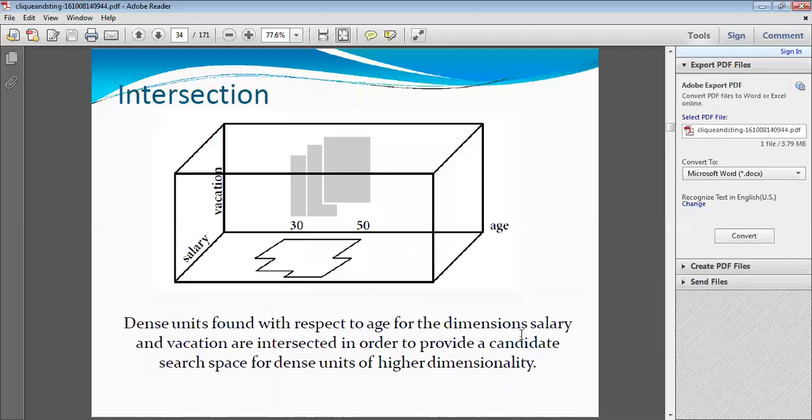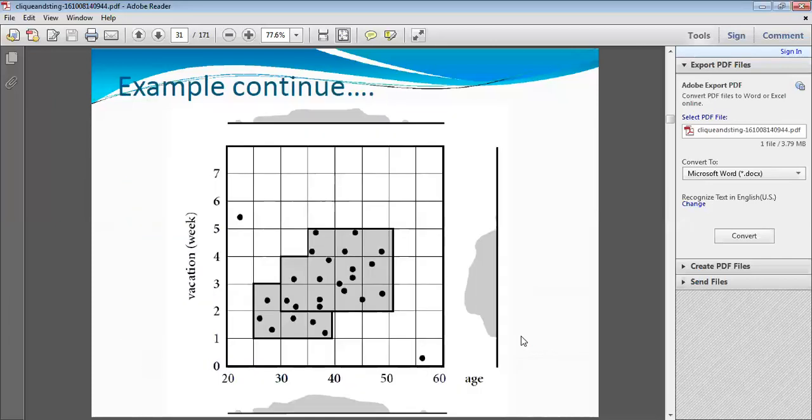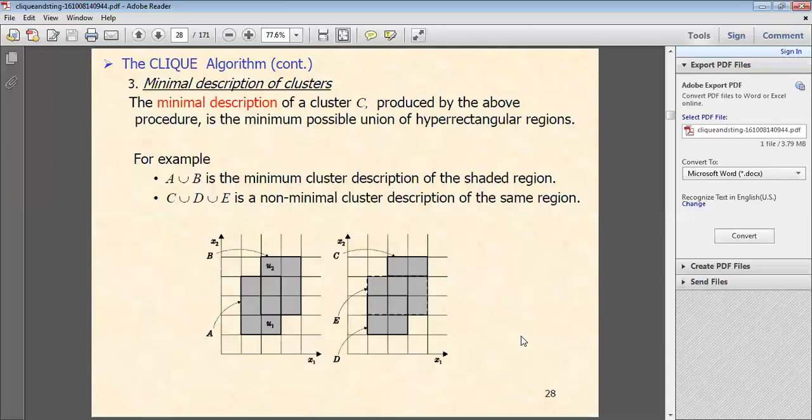I'm going to take you to another slide, the minimal descriptions. I defined them earlier, and I'm taking you back to the minimal descriptions of the clusters. The minimal description of the cluster C produced by the above procedure is the minimum possible union of hyperrectangular regions. Here we are showing the same diagram, but note that A union B is the minimum cluster description of the shaded region, but C union D union E is a non-minimal cluster description of the same region.